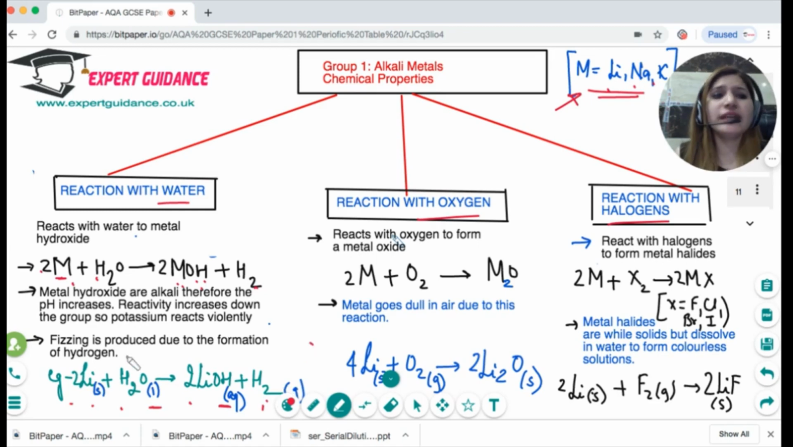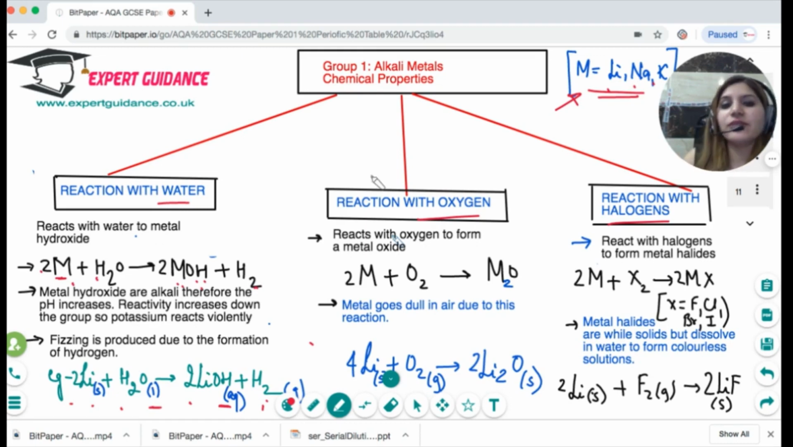Now the question can come, what is the observation of this reaction? So you can easily say that we will see that the solid is decreasing in size or mass. And since hydrogen is being produced, which is a gas, we'll see fizzing. Okay, and they can ask you the test for hydrogen. So it's a squeaky pop test. Okay, so metal hydroxide is formed, which is an alkali, and therefore they can ask you what will be the pH. So there'll be an increase in pH. And remember, the reactivity increases down the group. So potassium will react more violently as compared to lithium.